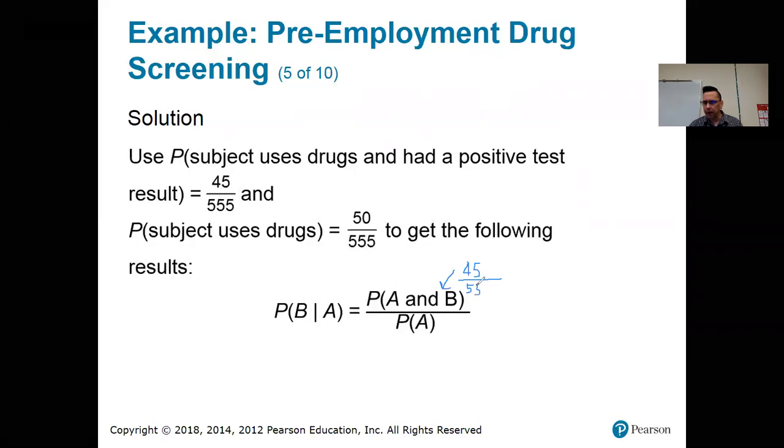Now the probability on the bottom is the probability that the person uses drugs. There were 50 drug users, right? 45 of them tested positive, 5 tested negative. So this probability is going to be 50 out of 555.